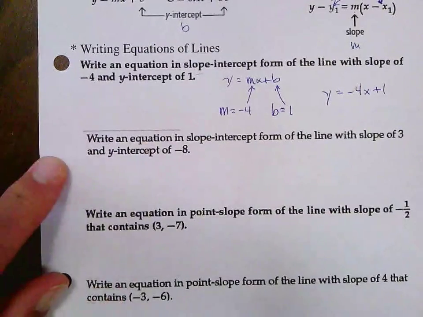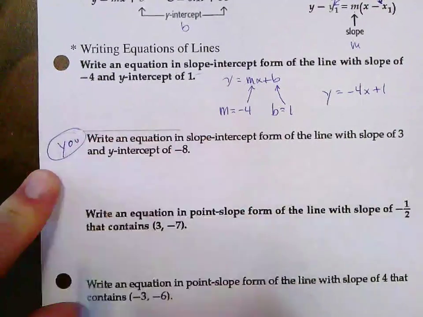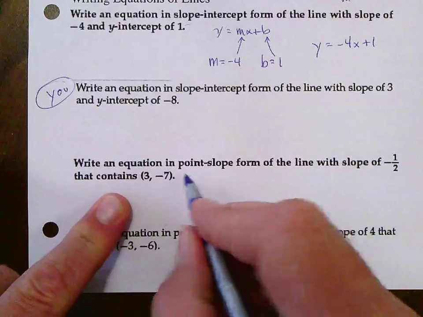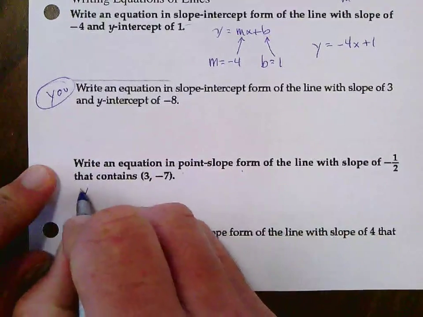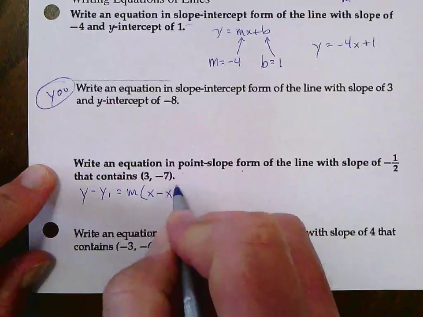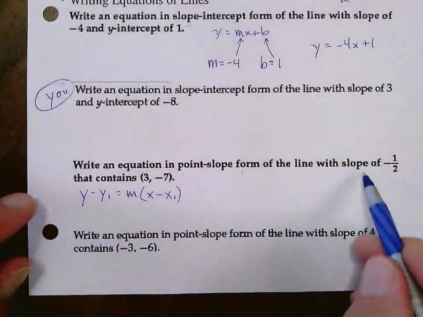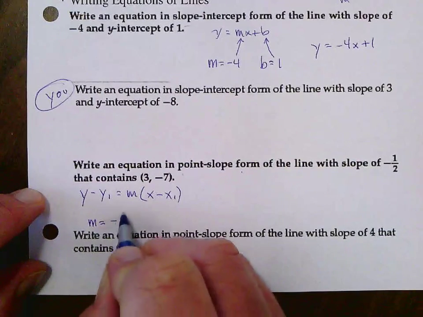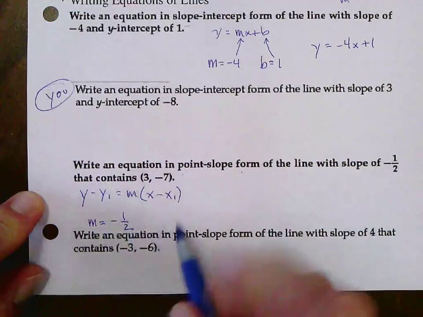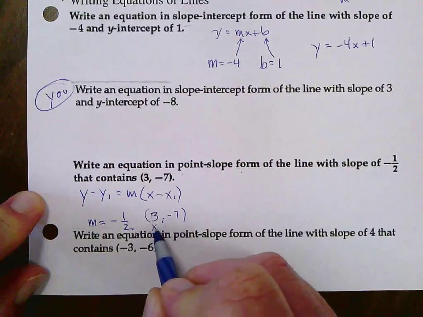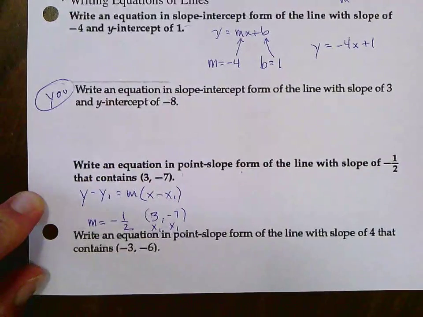You can try the next problem down, so you are going to try this one. Write an equation in point slope form. So right away, that's y minus y1 equals my slope times x minus x1. You have a slope. Your slope is -1/2, so you know m is equal to -1/2. And you have a coordinate. This coordinate is 3, -7. This is my x1 and my y1, and it's all a matter of substituting these values into point slope.